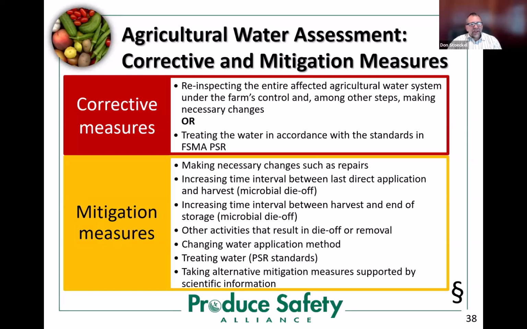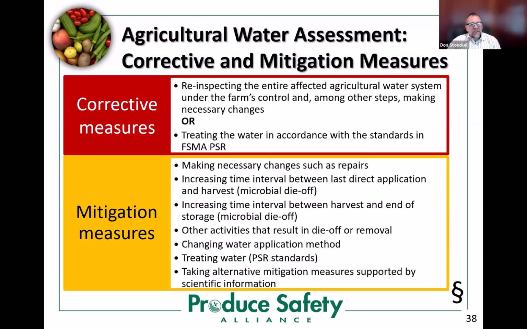Linking back to that previous slide, if water is not safe and of adequate sanitary quality for its intended pre-harvest use, then only these two corrective measures can be used. Those of you who harken back to the old system, notice microbial die-off is not one of the corrective measures.